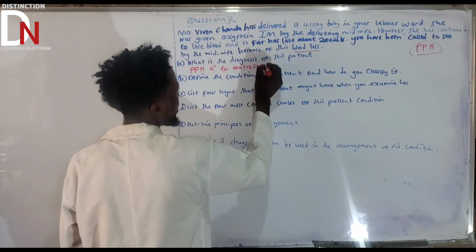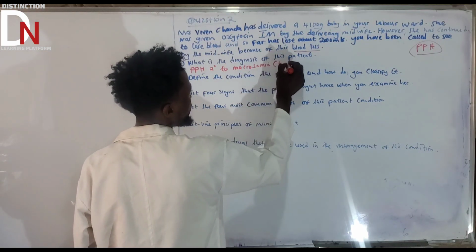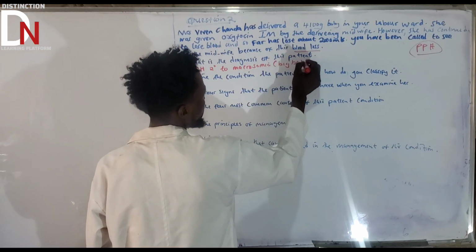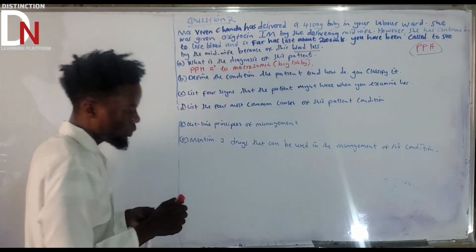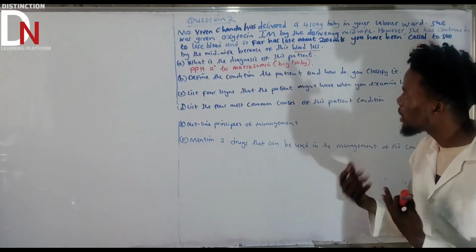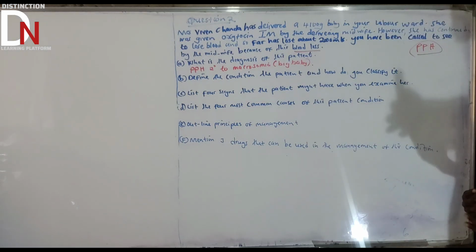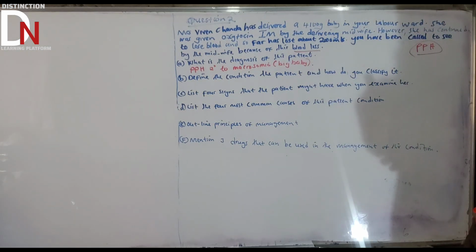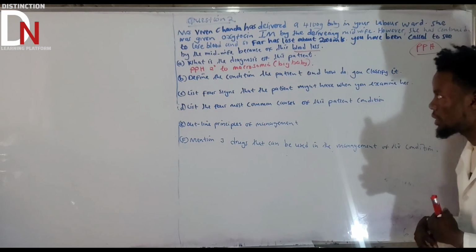Macrosomia. Okay, big baby. So let's ask you to remember, we're saying big baby. Okay, big baby, like that. Now since we've talked about the diagnosis of this patient, you can see the diagnosis is PPH secondary to what? Macrosomia. That should be the correct diagnosis.